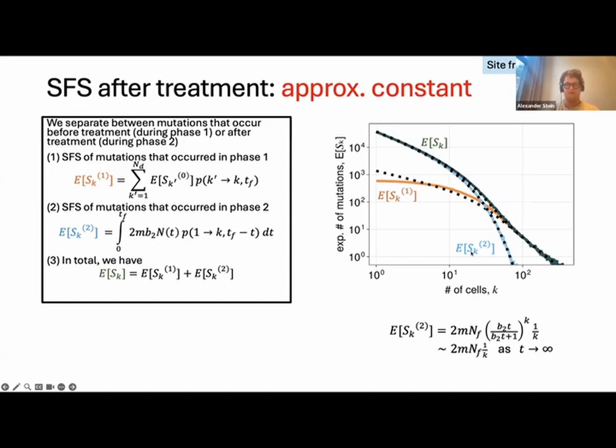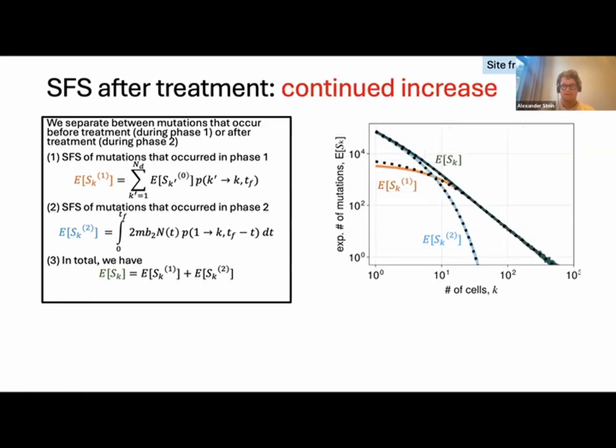In particular, the newly emerging mutations have this really simple form here: just 2mn, and then bt over bt plus 1 to the power of k, over k. This goes to this 1/k as time goes to infinity. So this is the typical characteristic power law of constant population sizes, at least at equilibrium. And I see this as a small extension of this result. For large frequencies, we see that the total site frequency spectrum is also quite well predicted with these analytic predictions.